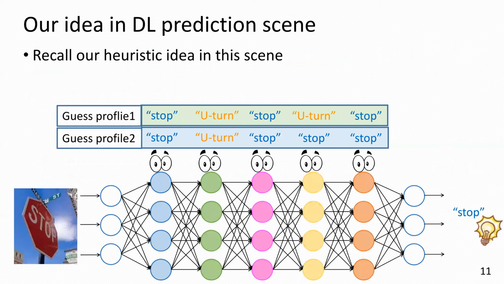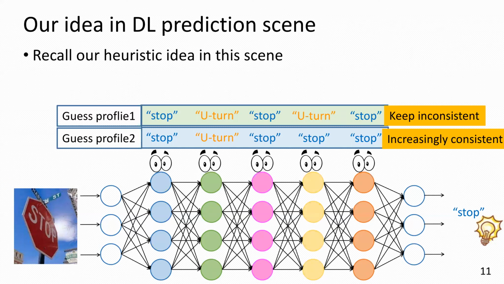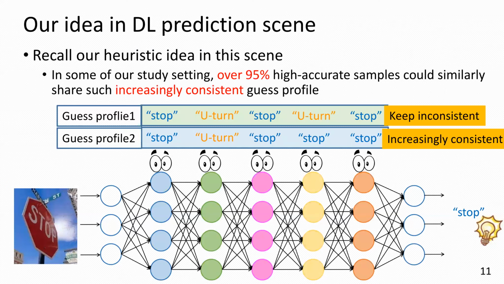In the deep learning case, the input picture is projected along the deep learning model and gets its final result as stop sign. Here are two different guess profiles. The above one keeps inconsistent and the below one is increasingly consistent. This exactly suits our heuristic idea. We similarly consider it to be more trustable, and the below input should be more within. In our study, over 95% of high-accuracy samples share such an increasingly consistent guess profile.